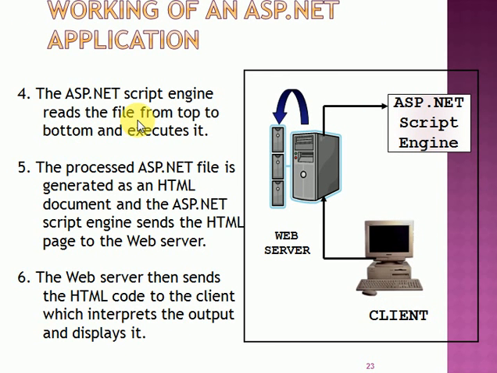Working of an ASP.NET application. The ASP.NET script engine reads the file from top to bottom and executes it. The processed ASP.NET file is generated as an HTML document, and the ASP.NET script engine sends the HTML page to the web server. The web server then sends the HTML code to the client, which interprets the output and displays it.